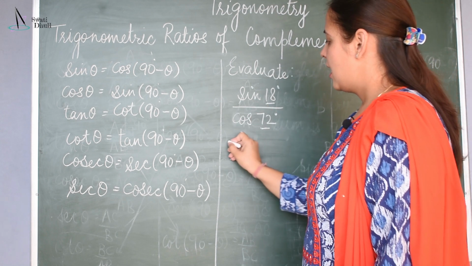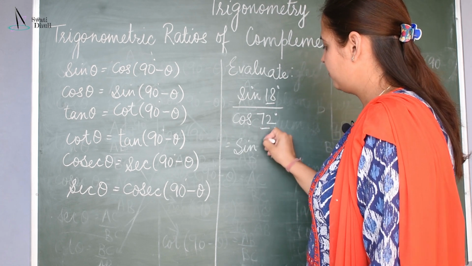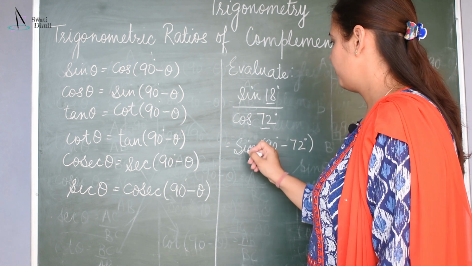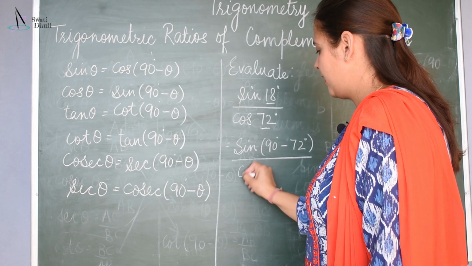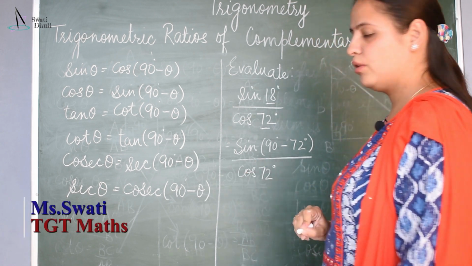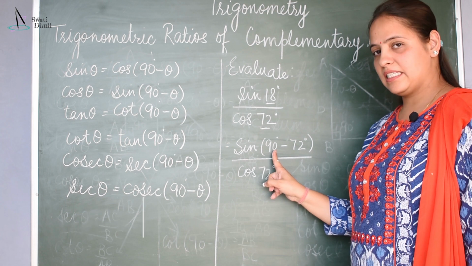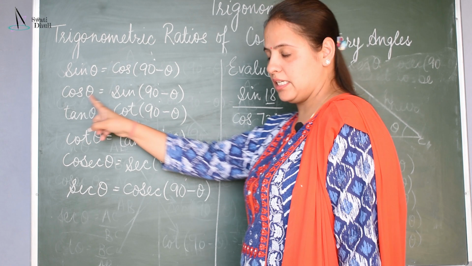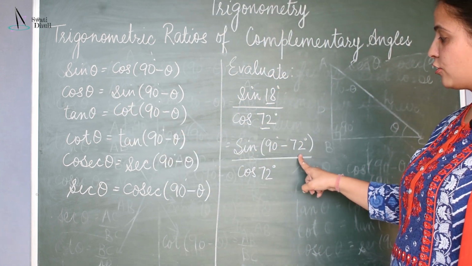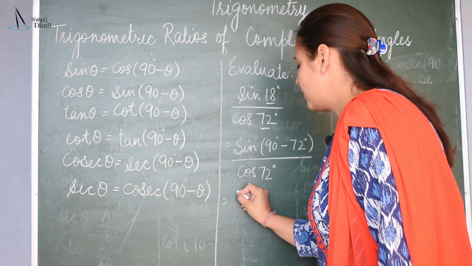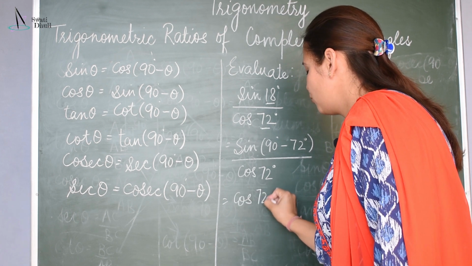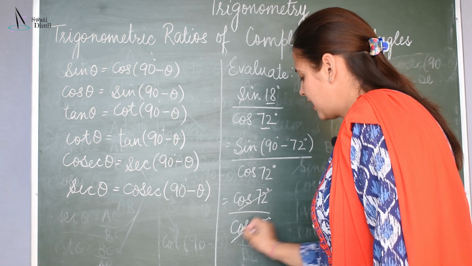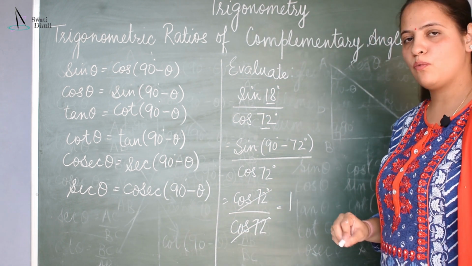So it is up to you, you have to change either one. So how can we change? I can write this as sine 90 minus 72 degree divided by cos 72 degree. Now see, sine 90 minus theta I can write as cos theta. So in place of theta I have 72. So I can write it as cos 72 degree divided by cos 72 degree. Now they can be cancelled out and you will get the answer as 1.